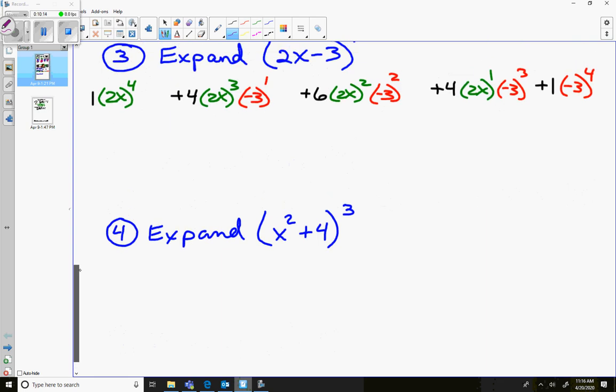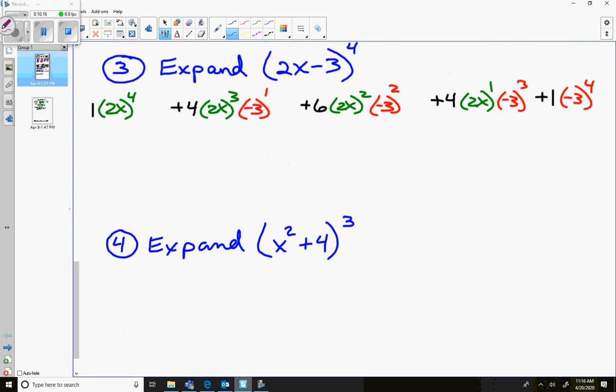So as I get ready to clean it up, so now it's not just the 2 gets raised to the 4th power and the x gets raised to the 4th power. So we're going to have 16x to the 4th there. Here the 2 and the x get cubed. So that gives me 8x cubed, negative 3 to the 1st power, still just a negative 3. The 2x all squared would give us 4x squared, negative 3 squared, positive 9.